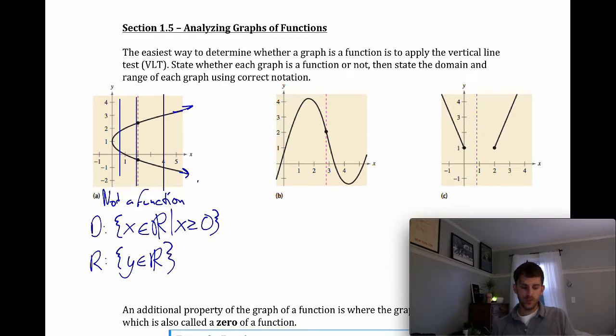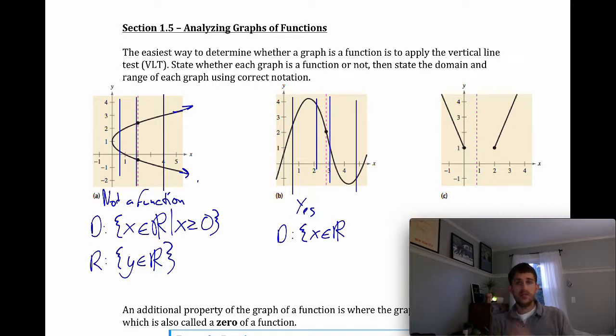Is this a function? Sure. If you draw vertical lines anywhere you want, it's going to pass, pass, pass. So it is, in fact, a function. The domain, x is an element of the reals. That part should be kind of familiar by now. Looking at this, it's going to go forever to your right, and forever to the left, and it's going to hit everything in between. So it's going to go x is just an element of the reals.